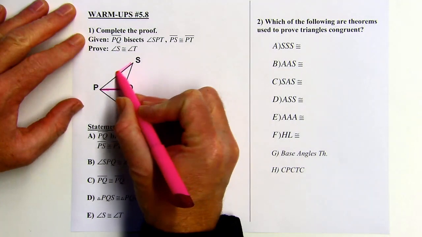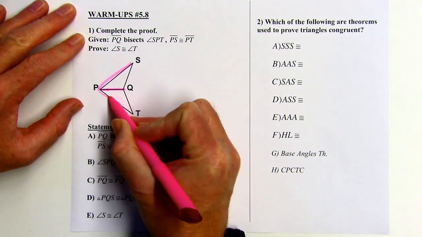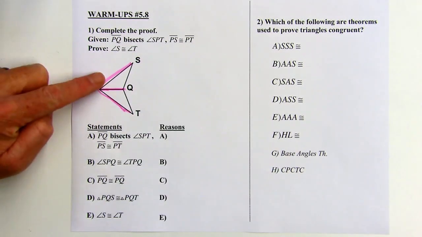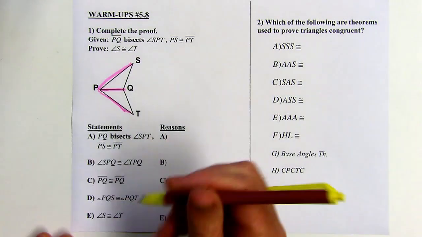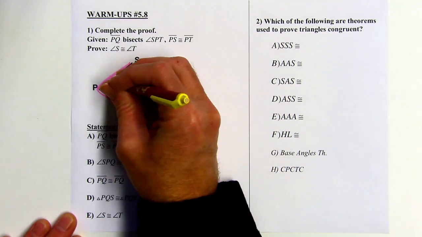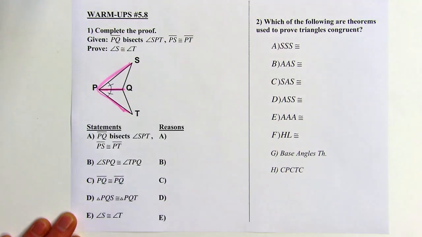SPT, that's this angle down here at this corner. So if that segment bisects that corner, that means it's going to cut it into congruent angles, okay? So this is going to happen. That's what bisect means, okay?